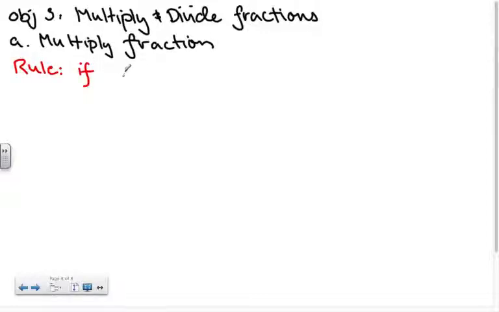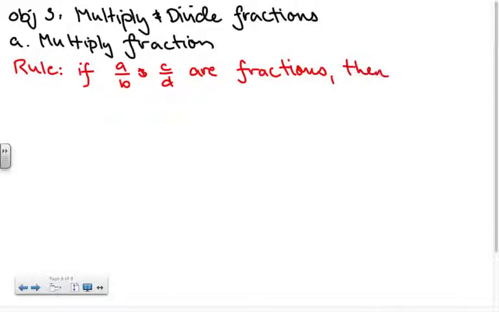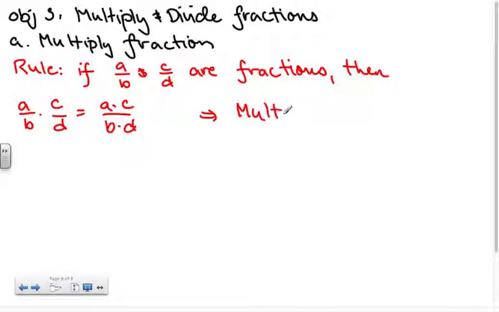If A over B and C over D are fractions, then A over B times C over D is equal to A times C over B times D. In other words, the rule can be simplified as simple: multiply across. Okay?